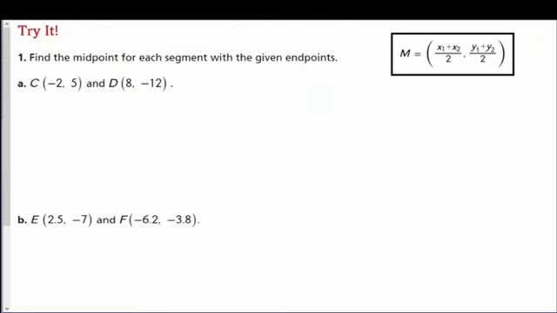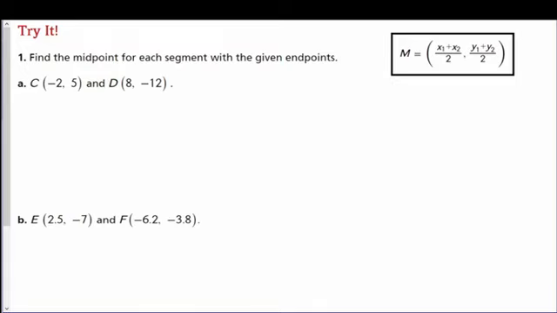Okay, let's give it a shot. Here are some examples of a couple of points on the coordinate plane, and we're going to try to find the midpoint in between them. I would suggest that you pause the video at this time and try these examples to see if you can do them on your own before you see me work them out.